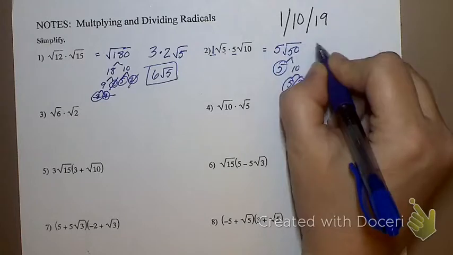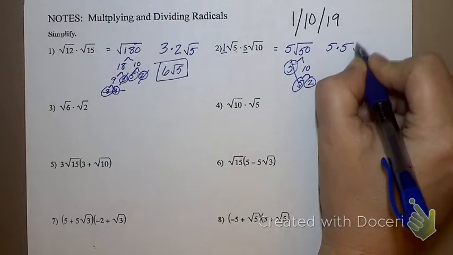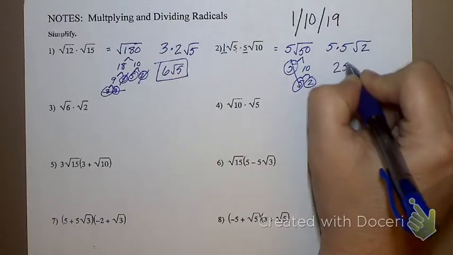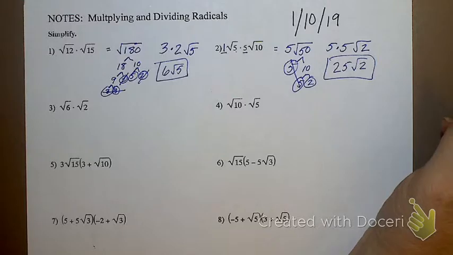Draw my tree. 5 and 10, 5 and 2. So I have a 5 outside. I can take out another 5. And then the 2's inside, so I have 25 rad 2. Does that make sense? It's pretty easy, isn't it?